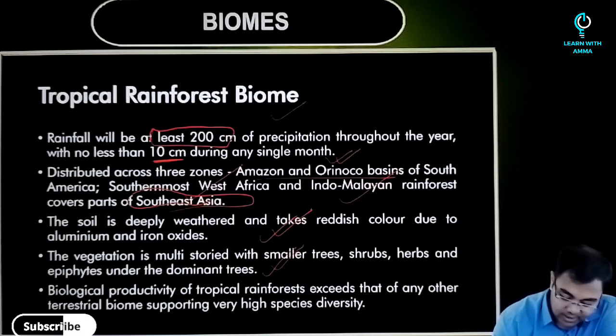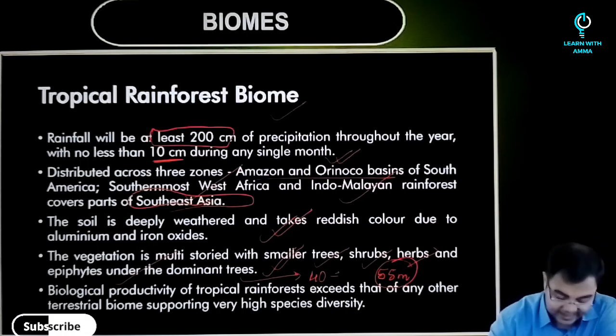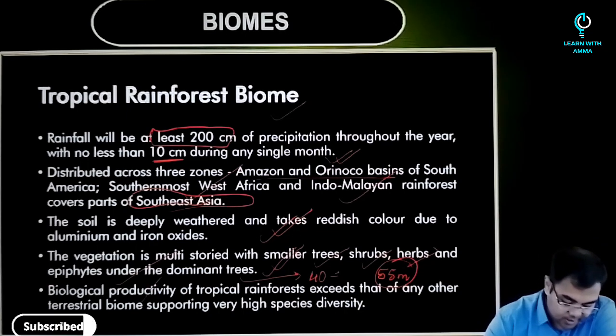Vegetation is multi-storied with smaller trees, shrubs, herbs and epiphytes under dominant trees. And as I said, the trees may grow up to 40 to 50 meters. In some cases, it has been observed that it can go up to 55 meters in length. And one last point is about biological productivity.